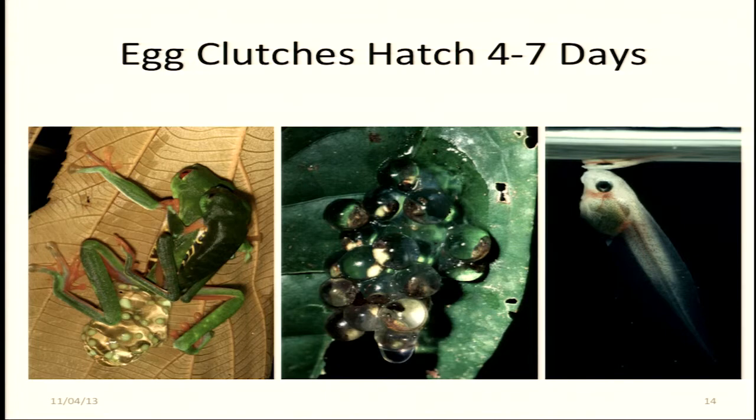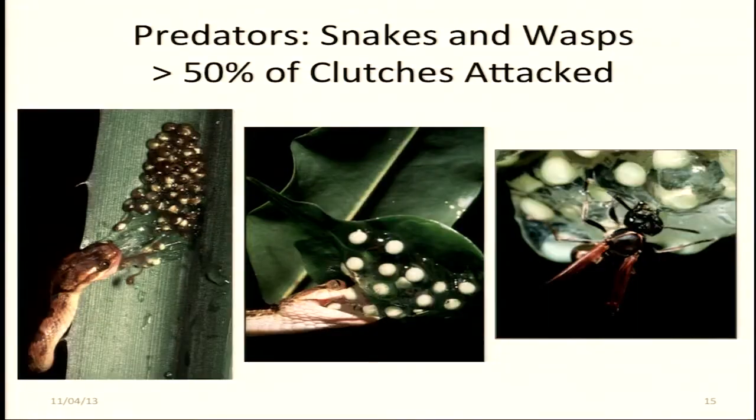Takes 4 to 7 days. They hatch, they fall into the water. So that's their life cycle. They hatch as tadpoles. Now, snakes and wasps like to eat these things. In fact, more than 50% of the clutches are attacked by a snake or a wasp, particularly tree snakes. So that's a picture of some tree snakes attacking.